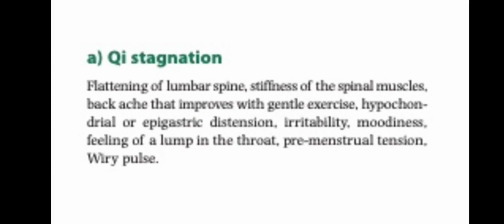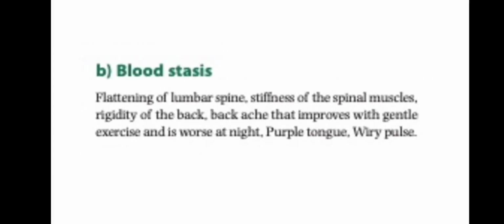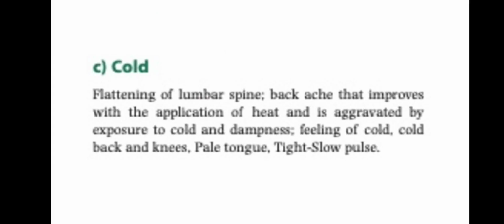If the flattening of the lumbar spine is due to qi stagnation, there will also be stiffness of the spinal muscles, backache that improves with gentle exercise, hypochondrial or epigastric distension, irritability, moodiness, feeling of a lump in the throat, premenstrual tension, and a wiry pulse. If it is due to blood stasis, there will be stiffness of the spinal muscles, rigidity of the back, backache that improves with gentle exercise and is worse at night. The tongue will be purple and the pulse will be wiry.